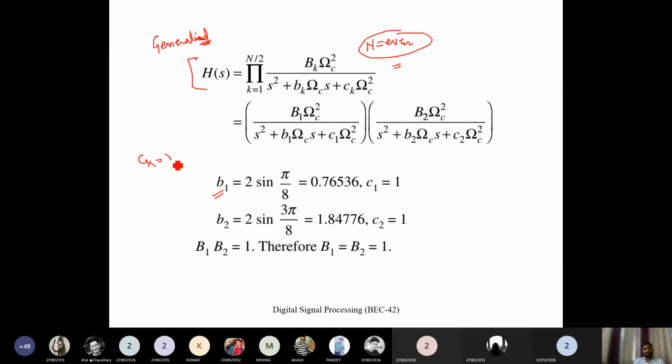Whatever the ck value was, it was always 1. So once ck is 1 for k equal to 1 and ck for k equal to 2, the value will always be 1. Again we will find b2, and from there b1 into b2 will be equal to 1. There was a similar formula where k varies from 1 to n by 2. Once we put k equal to 1 and 2, we get b1 and b2, and their multiplication is 1. Therefore b1 and b2 should be equal to 1.